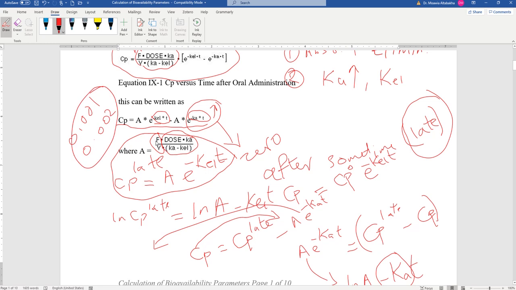That's why this ratio is usually reversed, made as V over F. So the number will be, for example, 1000 or 2000. Of course the unit will be the unit of V, because F does not have a unit. So 1000 liter, 2000 liter, V over F. Okay, is this clear?